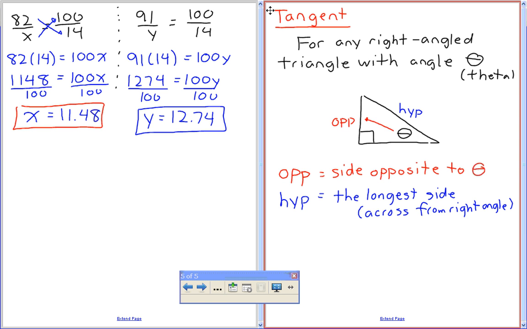The third one is going to be adjacent, which is ADJ, which stands for adjacent to theta. I call that the leftover one.